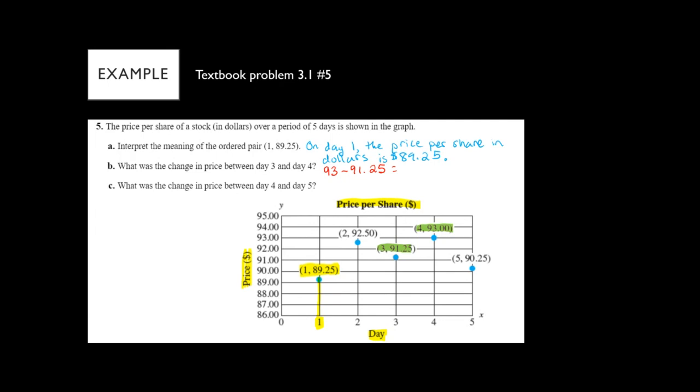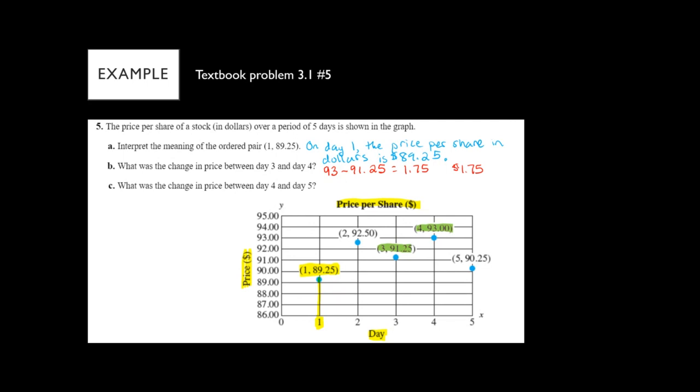And I've never been good at subtracting decimals, so I always use a calculator. So that gave me 1.75. So the change in price between day 3 and day 4 was $1.75. So remember, our units here are dollars. That's what it tells us. So that difference, that's how much it changed by, $1.75.